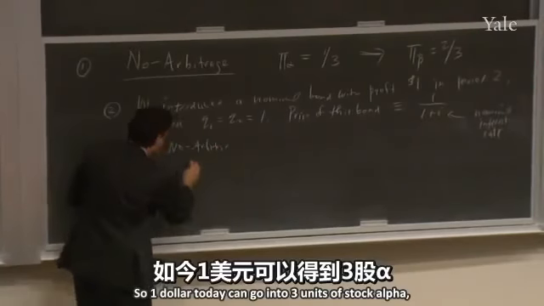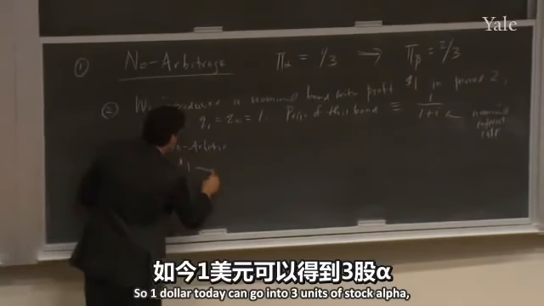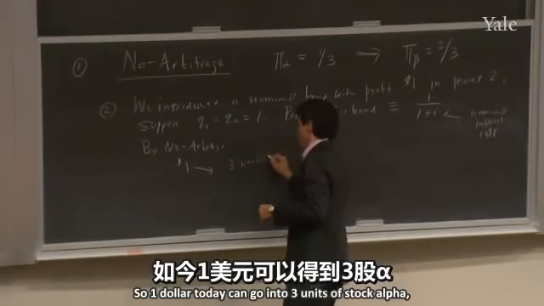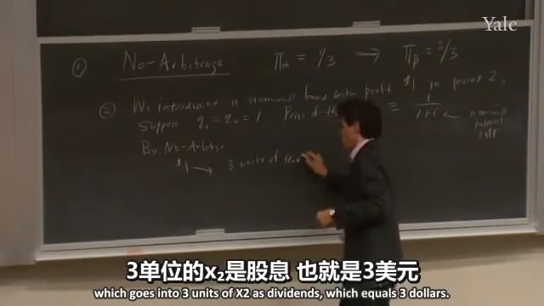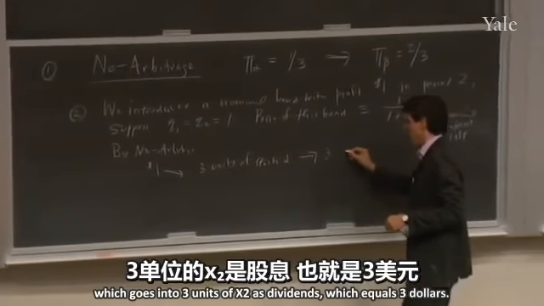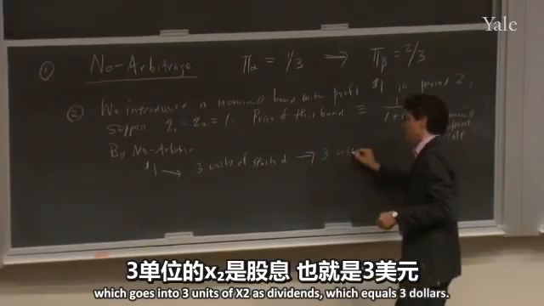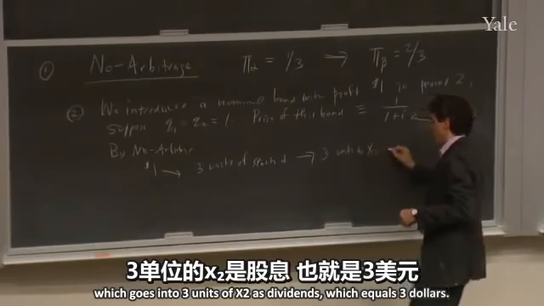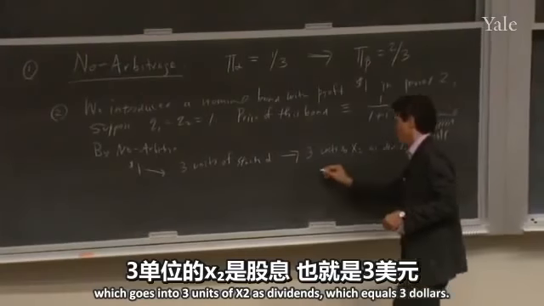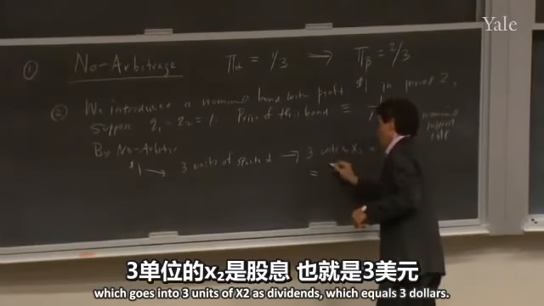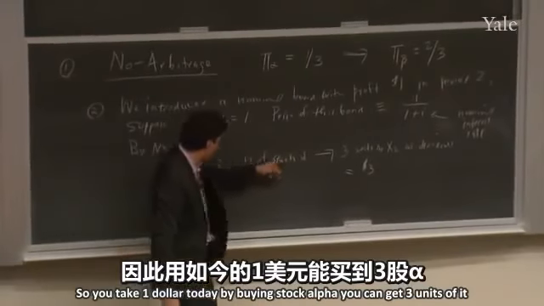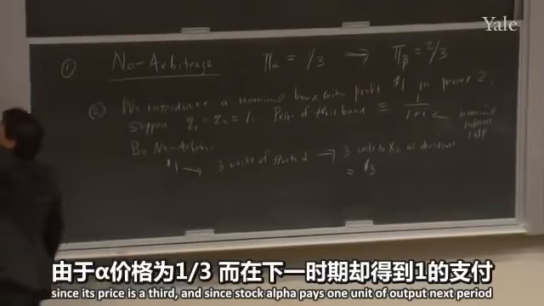So $1 today can go into 3 units of stock alpha, which goes into 3 units of X2 as dividends, which equals $3. So you take $1 today, and by buying stock alpha, you can get 3 units of it, since its price is a third.